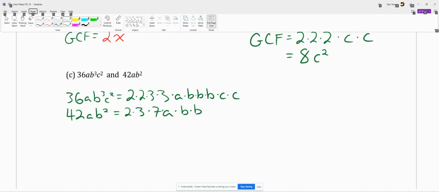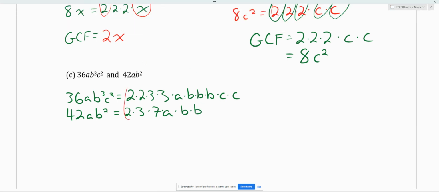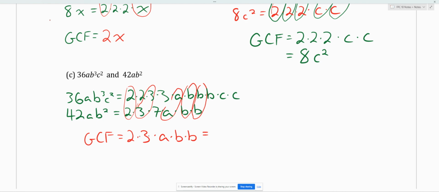All right, let's find our common factors. We have a common 2, we have a common 3, and looks like that's it for the primes. And then for variables, we have one common a and 2 common b's. So our GCF in this case, again, is going to be 2 times 3 are the common primes, and then we have 1 a and 2 b's that are in common, giving us a final GCF of 2 times 3 is 6 times a times b squared. Okay, what are we noticing about the pattern here?